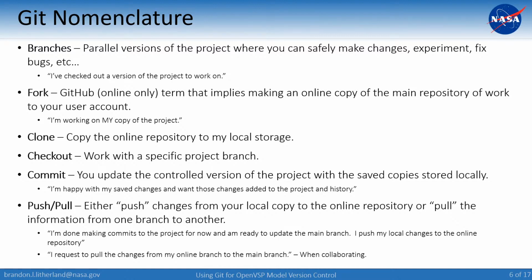And when you check out, that's working with a specific branch, or you can create a new branch when you check out. And one of the really important ones is this term called commit. A commit is when you say that you want to add all of the changes that you've made up to this point into the project history. You're happy with it, it's stable, it's exactly the way you want, and so you commit those changes to the project.